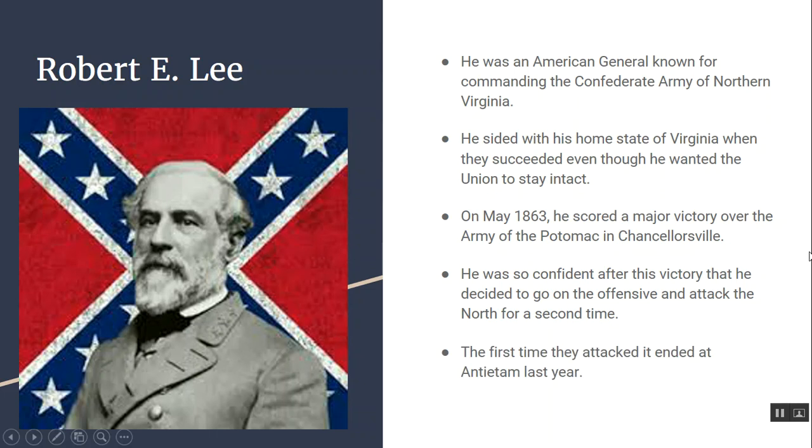The first time they attacked the North, which we've talked about, was at the Battle of Antietam last year. If you guys don't remember, it was the city I talked about that was on the river, and it was where the Union actually claimed a victory. I always say claimed just because I don't totally believe that they won the victory, mostly because they could have devastated the Confederate Army if only they chose to take advantage of their position.